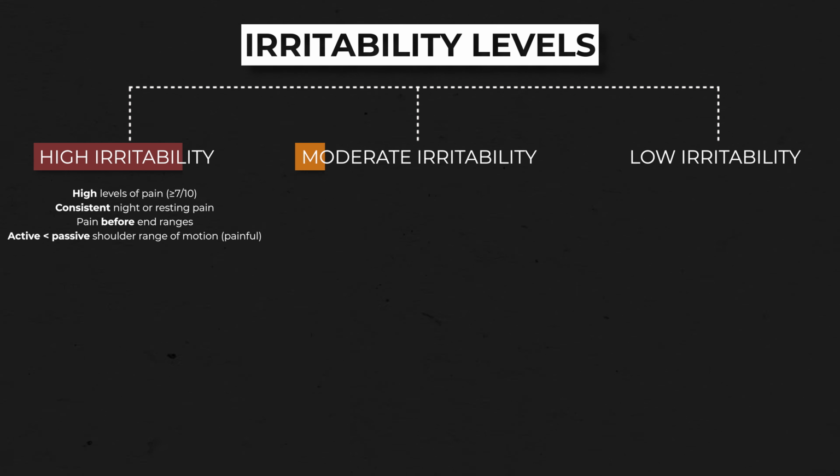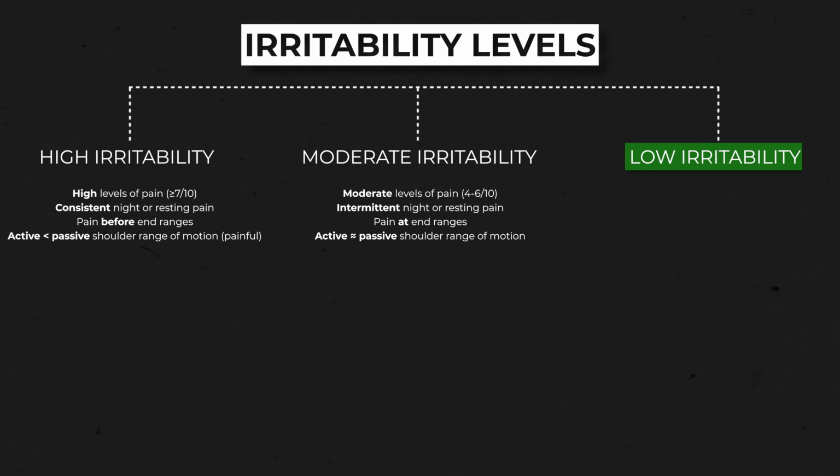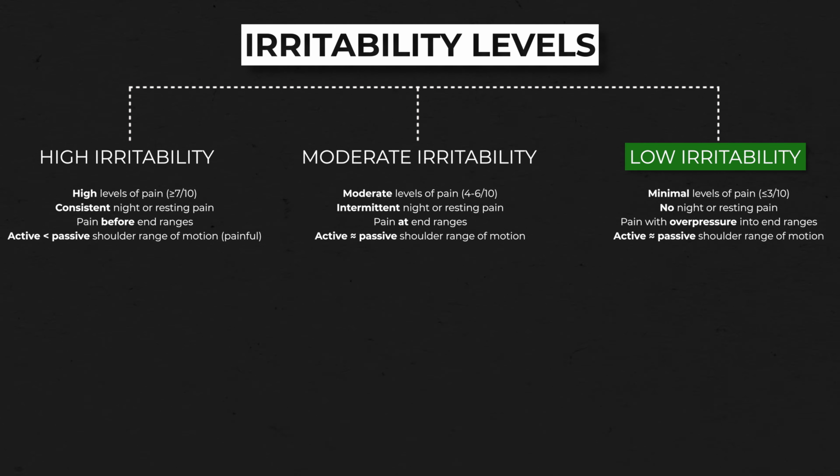Moderate irritability is generally characterized by moderate levels of pain, intermittent night or resting pain, pain occurring at end ranges of shoulder movements, and active shoulder range of motion that is similar to passive range of motion. And low irritability is generally characterized by minimal levels of pain, no night or resting pain, pain occurring with overpressures into end ranges of shoulder movements, and active shoulder range of motion that is similar to passive range of motion.